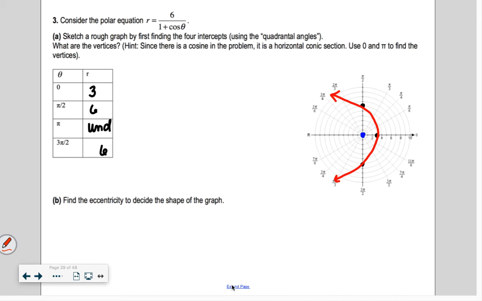So find the eccentricity to decide the shape of the graph. So we have E is equal to 1 over 1. Yeah, because there's nothing along here. I mean, there was this one, I guess. I don't know. But that was really more at plugging in 0, I guess.